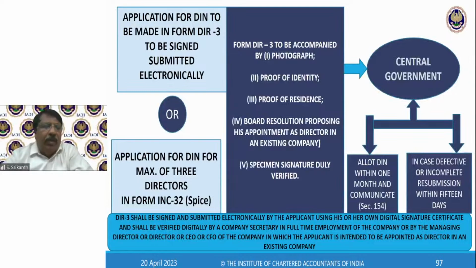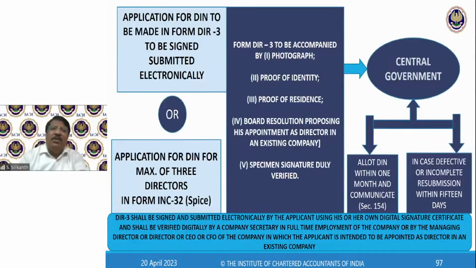After the application is filed, the DIR 3 shall be submitted electronically using his or her own digital signature certificate, and should be verified digitally by a company secretary or by the managing director, director, CEO, etc., of the company in which the applicant is intended to be appointed. No physical signing; you have to sign electronically. The application goes to the central government. The idea is that the central government should allot the DIN within 1 month and communicate it. That is ideal.